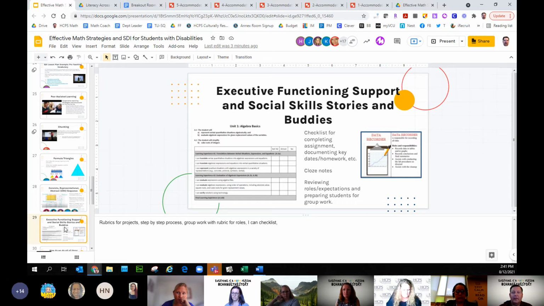All right, now this next one. We definitely talked about what you see in the image, the I can statements and using a checklist. And again, we talked about the middle school level and teaching them organization skills. But then we also talked about rubrics, maybe using a rubric, whether it's for a math project or a task or just group work in general, like teaching them how to function in a group. But this one, we weren't 100% sure what executive functioning support was.